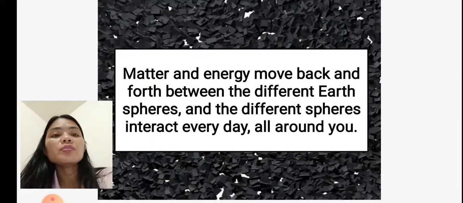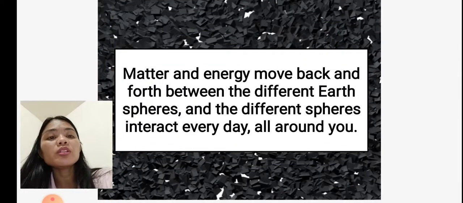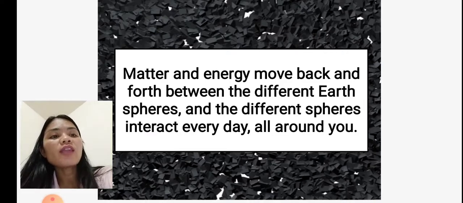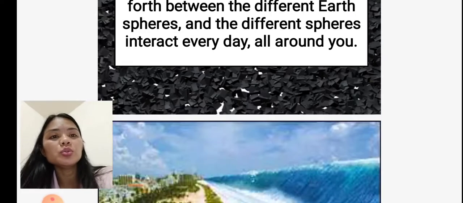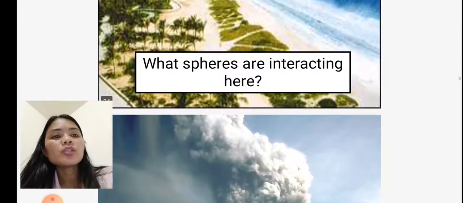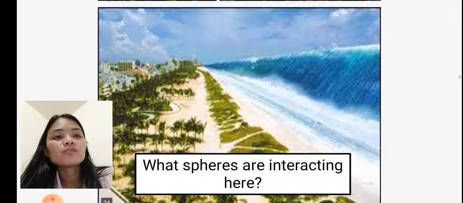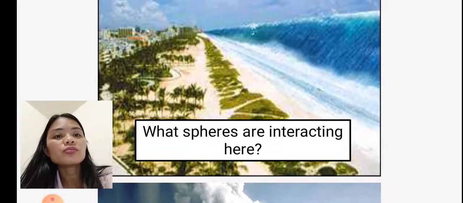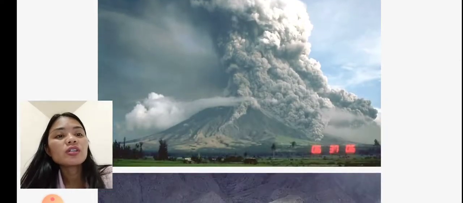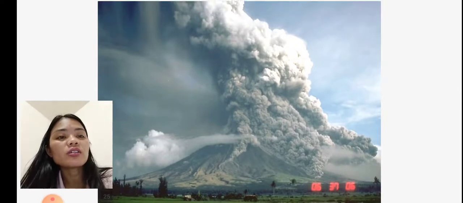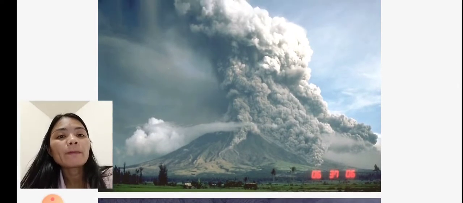Matter and energy move back and forth between the different Earth spheres, and the different spheres interact every day all around you. What spheres are interacting here? Hydrosphere and geosphere. Dito sa volcanic eruption. So, geosphere is land area. Ano pang nag-interact dyan?